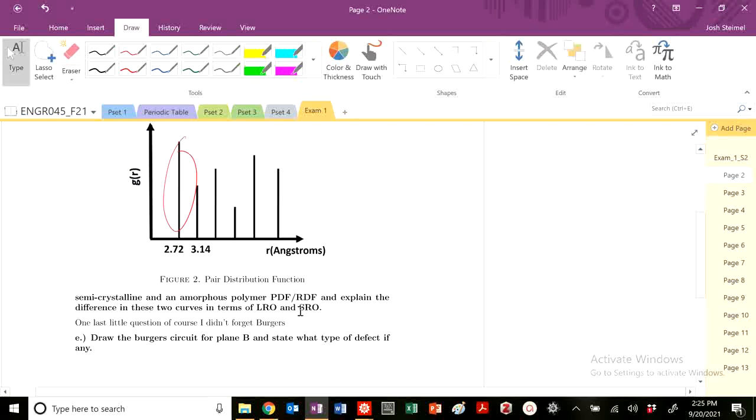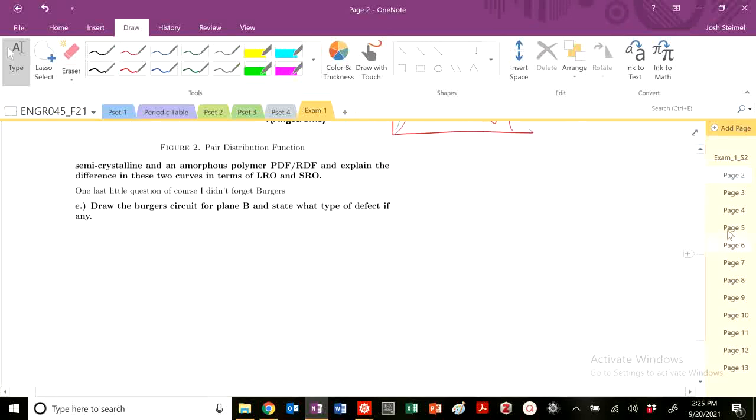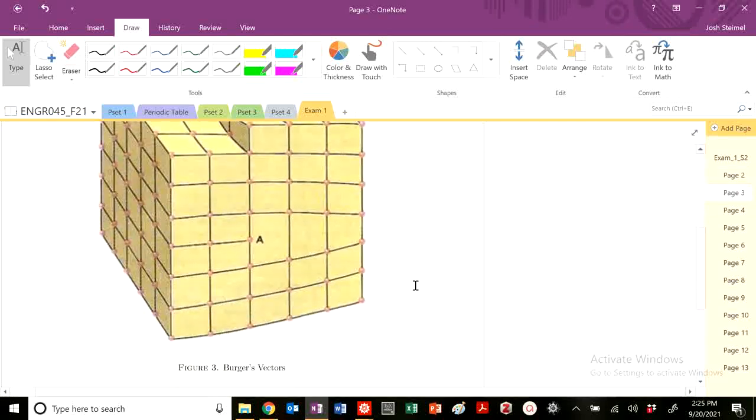Draw, what is it? A semicrystalline and an amorphous polymer. So this is going to be semicrystalline, going to be sharp peaks, and then my amorphous is going to have much wider, longer peaks and then flats. Excellent. Again, amorphous has more short-range order, less long-range order. Semicrystalline will have more long-range order.